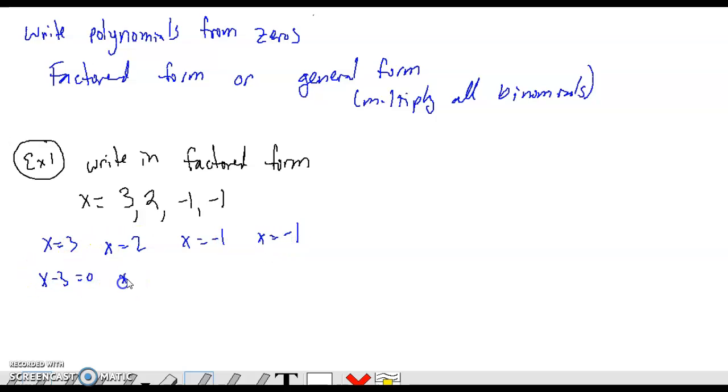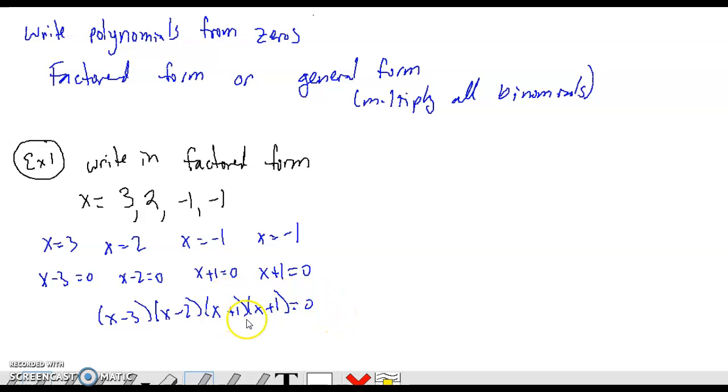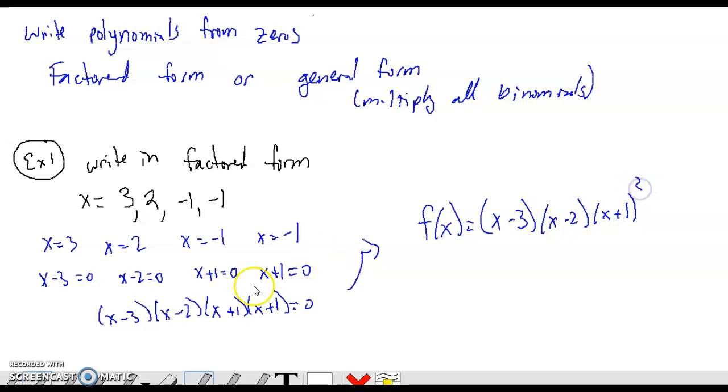So this used to be, kind of working backwards, the binomial x plus 1, x plus 1. And so what we can do is write them all together, again set equal to 0. We see that we have two binomials written the same. So my final answer, because we want to write it as f of x, is x minus 3, x minus 2, and then x plus 1. We can just write it as squared, or we can write them all out together.